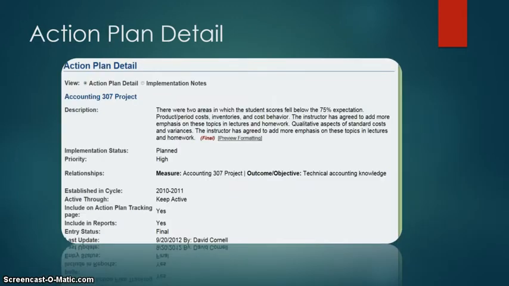After clicking on the Details button shown above, the project description, implementation status, and priority are recorded. This makes the expectations for current and future measurement clear to those in the department or unit. Notice the Relationships tab that pulls together the measure and the outcome.